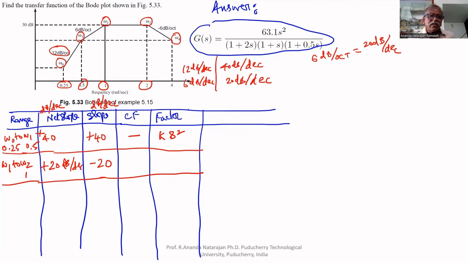What is the corner frequency? The corner frequency is omega 1, equal to 0.5. Therefore, T1 equals 1 by 0.5, equal to 2. The factor is in the denominator, therefore 1 by 2s plus 1. So next one is from omega 2 to omega 3.